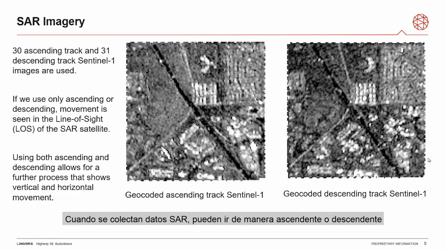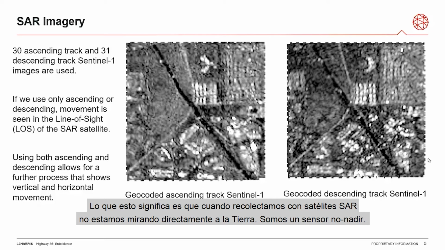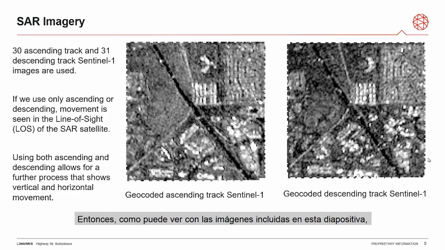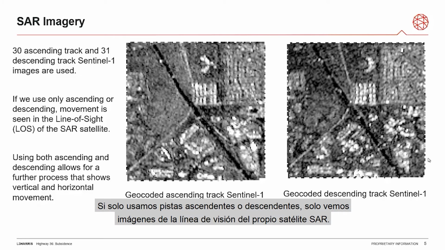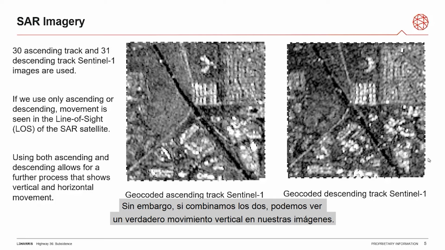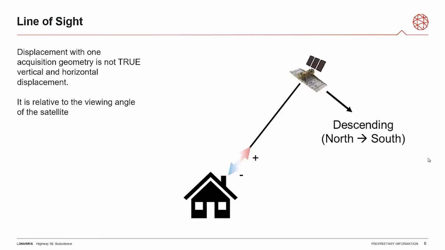What this is: when SAR data is collected, it can go either ascending, so it's going up, or descending, so it's going down. What this means is that when we collect with SAR satellites, we are not looking directly down at the Earth. We are a non-nadir sensor. So as you can see from the images included in this slide, that means we get slightly different angles from our ascending and descending track. If we try to use this kind of process on just one side, like only using ascending, we will only get imagery from the line of sight of the satellite itself, which will be explained more in the next slide. However, if we combine the two, we can get true vertical movement out of our images.